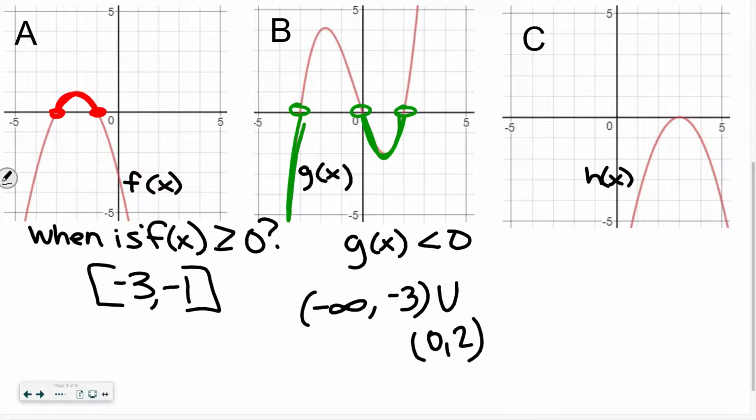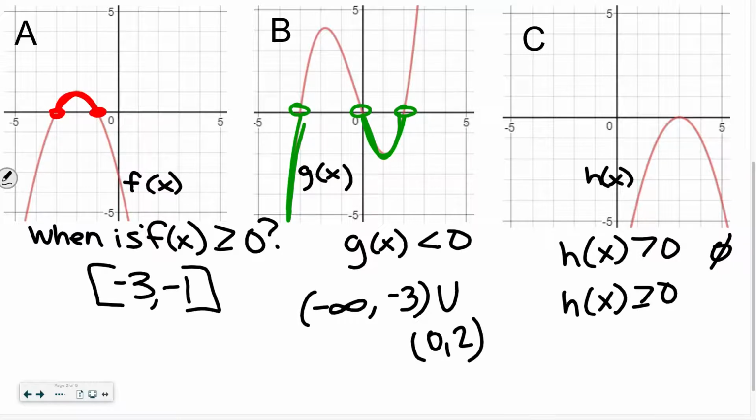Okay, now C is just kind of an interesting one to give you some perspective here. If I asked in C for h of x, when is h of x greater than 0? You say never, nowhere, not applicable, none, null set, just something to say that doesn't happen. If I change that to say when is h of x greater than or equal to 0, do you have an answer now?